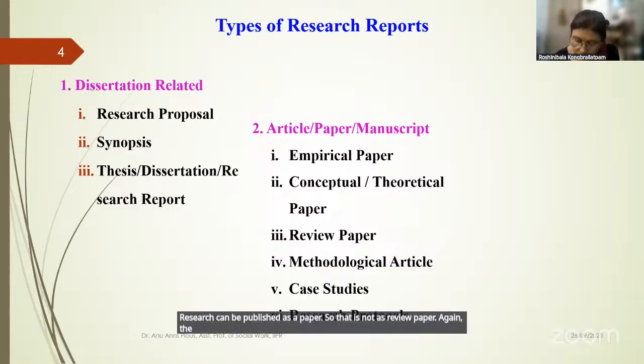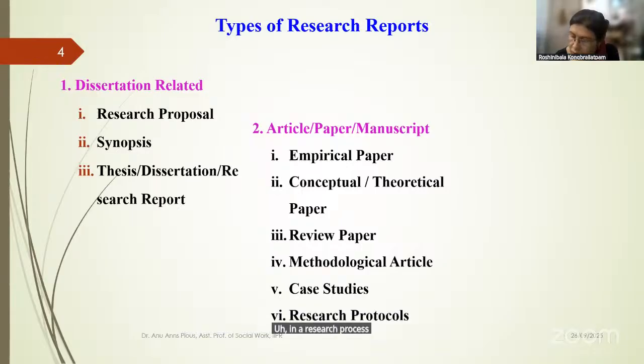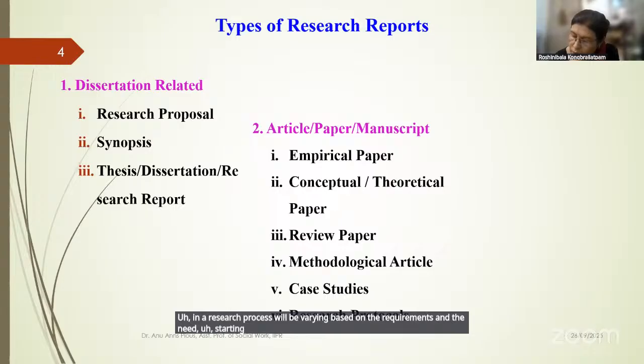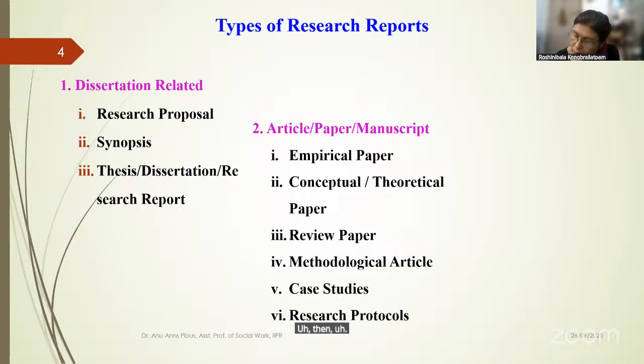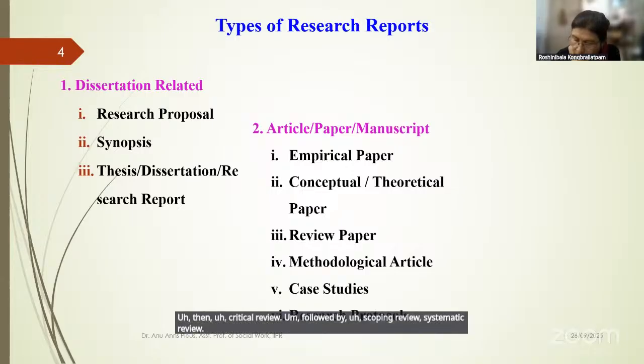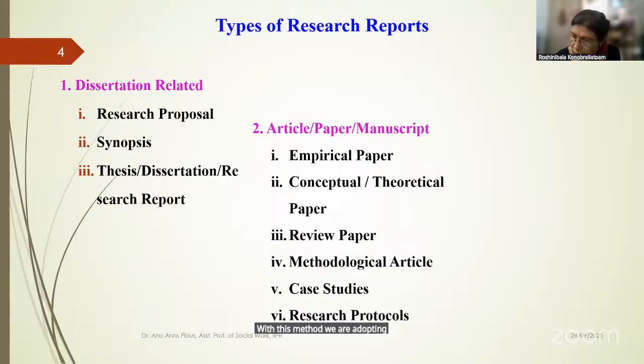Again, the types of review which we can conduct in a research process will vary based on the requirements and the need. Starting with the traditional narrative literature review, then critical review, followed by scoping review, systematic review, meta-analysis. All those things we can adopt in our research study, and whichever method we are adopting, based on that we can write the paper and present our findings from the review of literature.